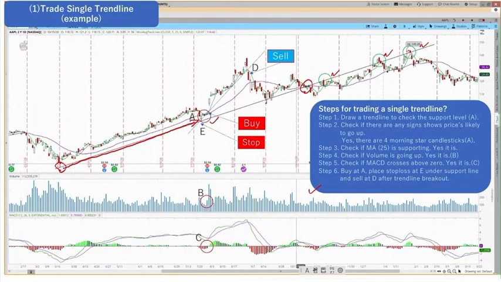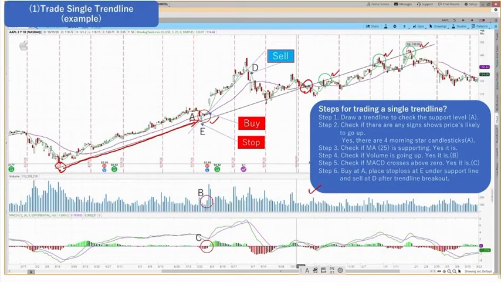So this is a very important sign for candlesticks as well. I will let you know more about the techniques of using candlesticks later on. And then we'll see step 3, check the moving average. See, I'm always using the moving average of 5 days and 25 days. So you can see 25 days is very important. Yeah, it is really supporting. You can see the purple line is the 25, it's supporting.